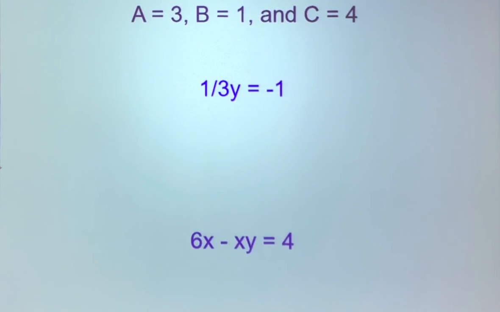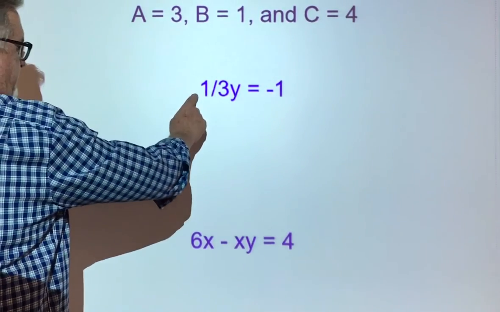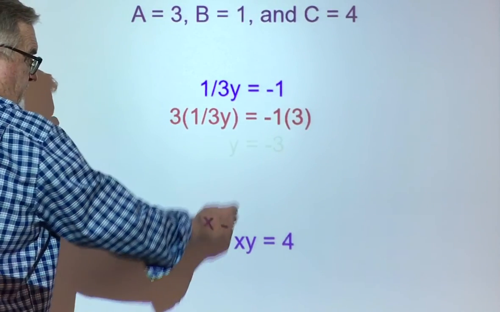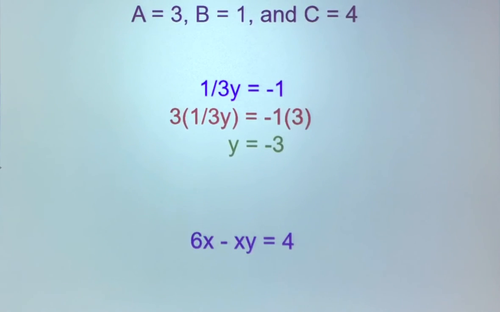If I multiply both sides by 3, what it's going to do is, now 3 times 1/3 is 3/3, so that makes 1y or just y. And on the other side, we have -1 times 3, which gives us a -3. So now our equation is y is equal to -3. Well, is that in standard form? Absolutely, because A is 0, that's why the x disappeared. B is +1, and C is -3.